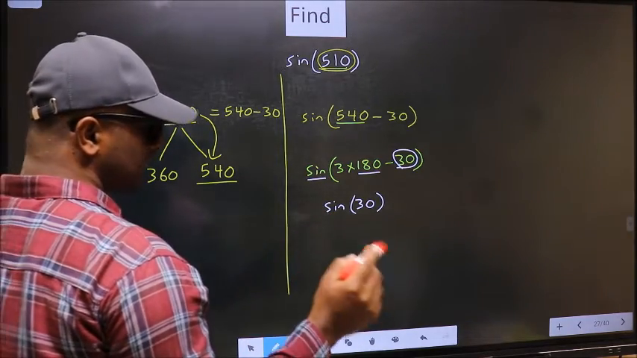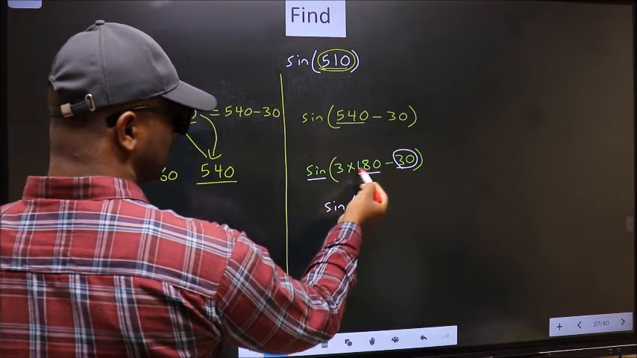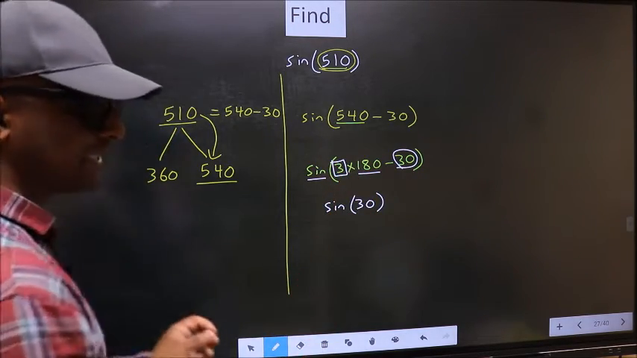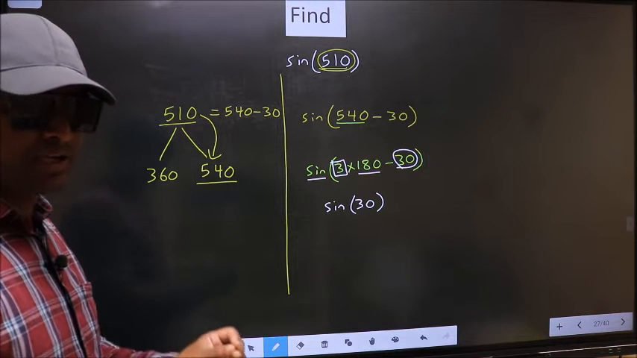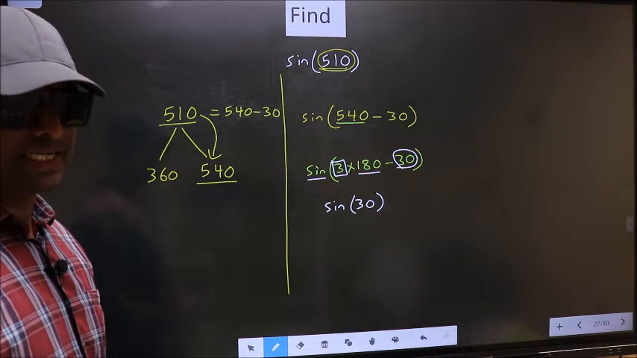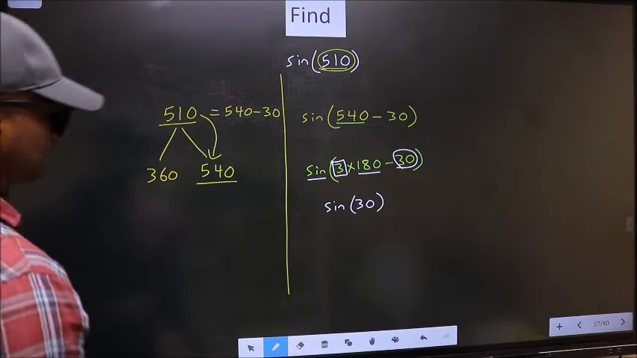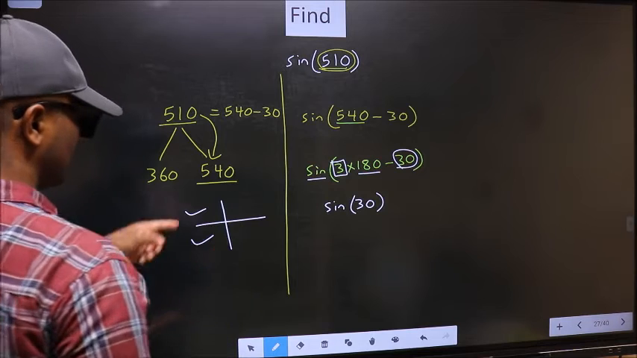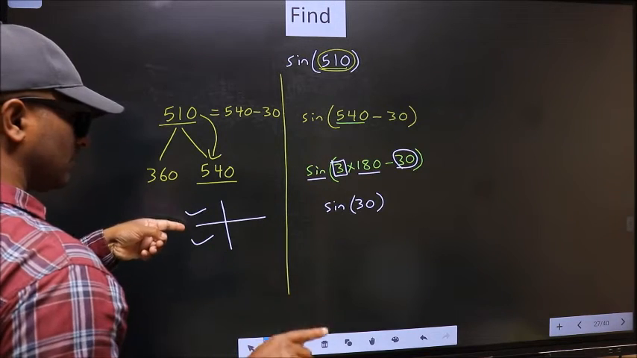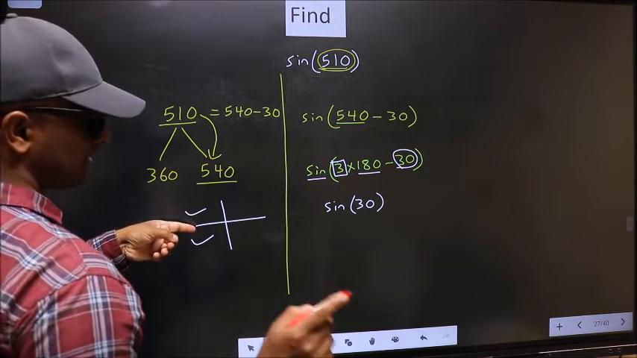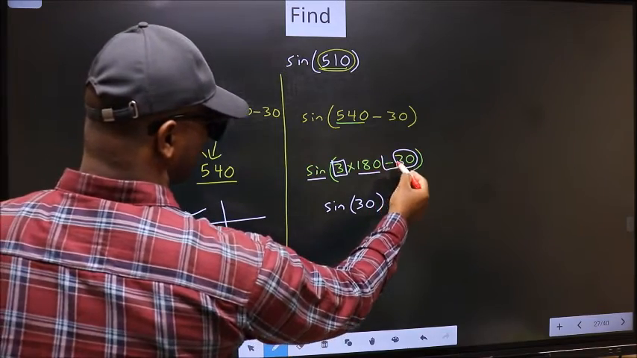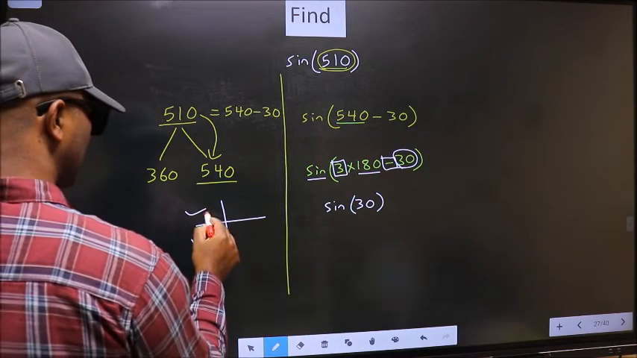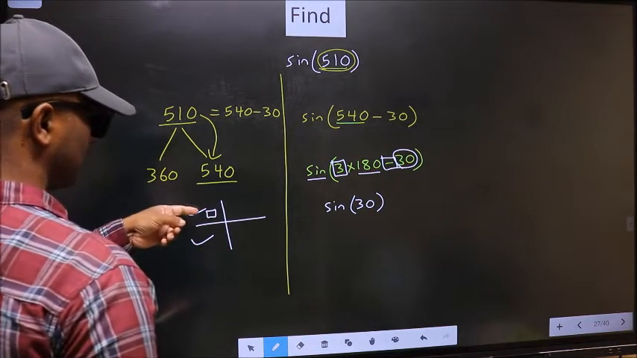To answer that, we should look at the number before 180, that is 3. And 3 is odd, and all the odd multiples of 180, they lie either in the second or in the third quadrant. So now to select the quadrant, we should look at this symbol. Here we have negative. That means angle lies in the second quadrant.